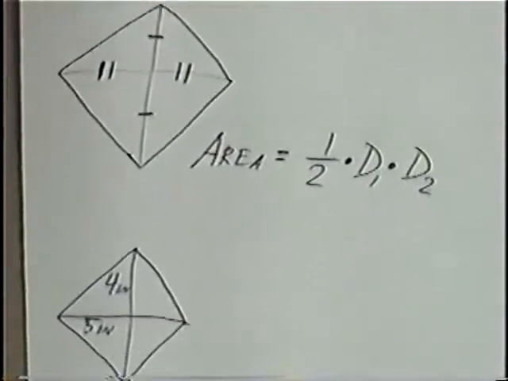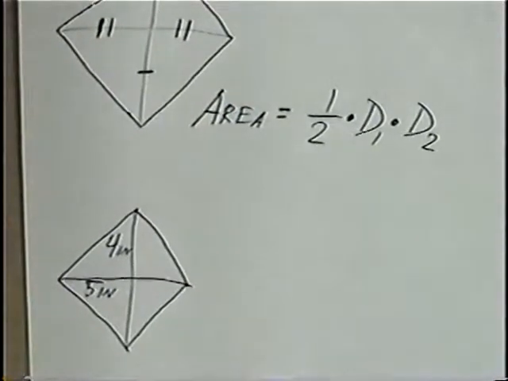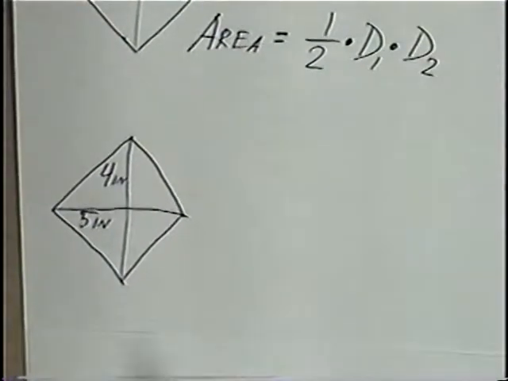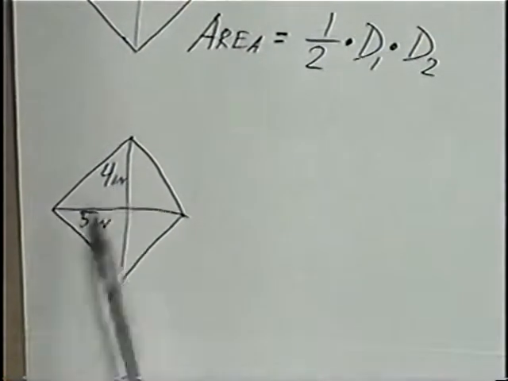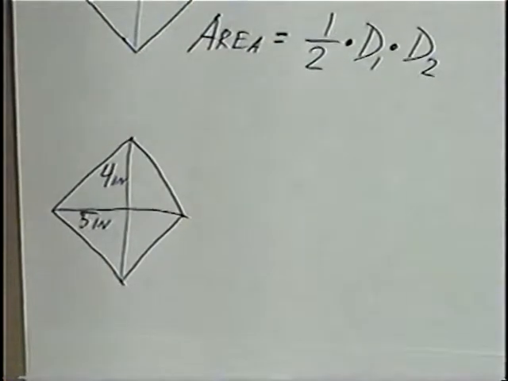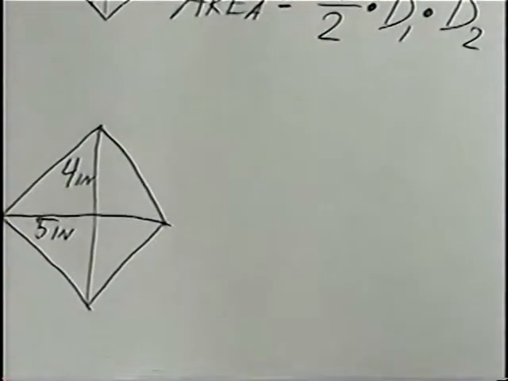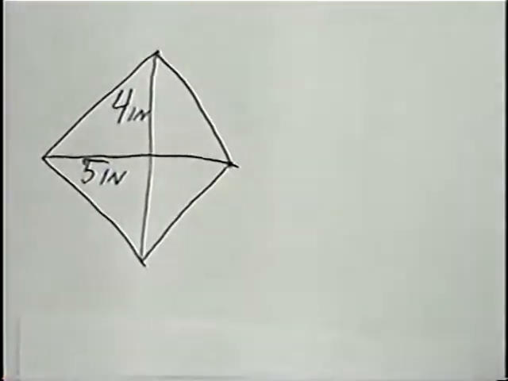First question that we'll look at. The first rhombus, we're given two sides. The top half of the first diagonal is 4 inches, and the left half of the second diagonal is 5 inches.